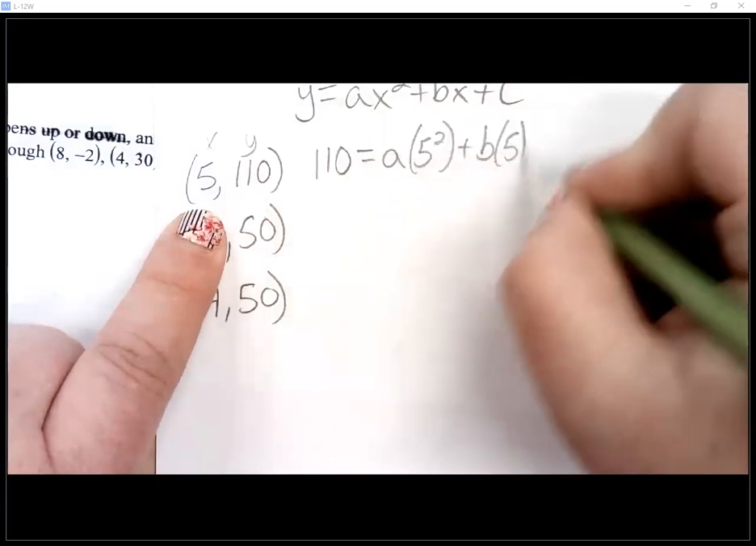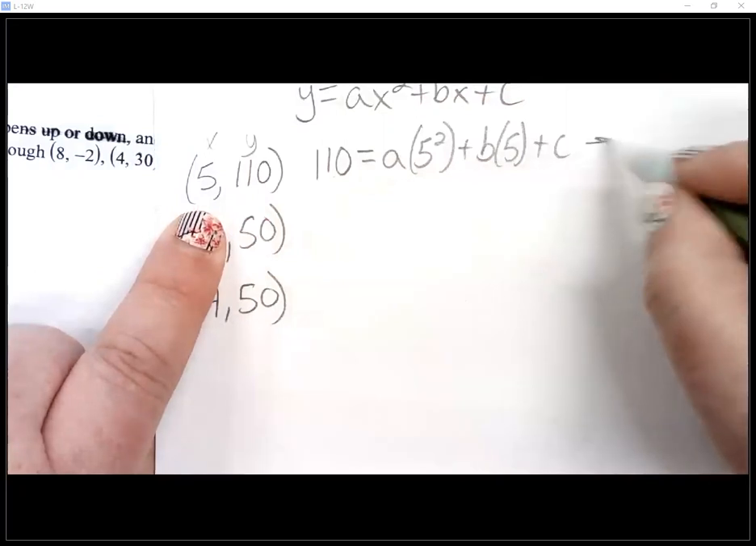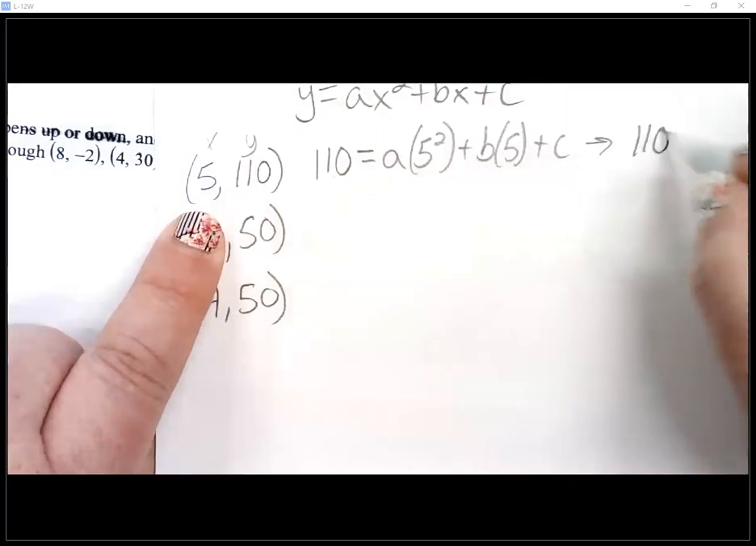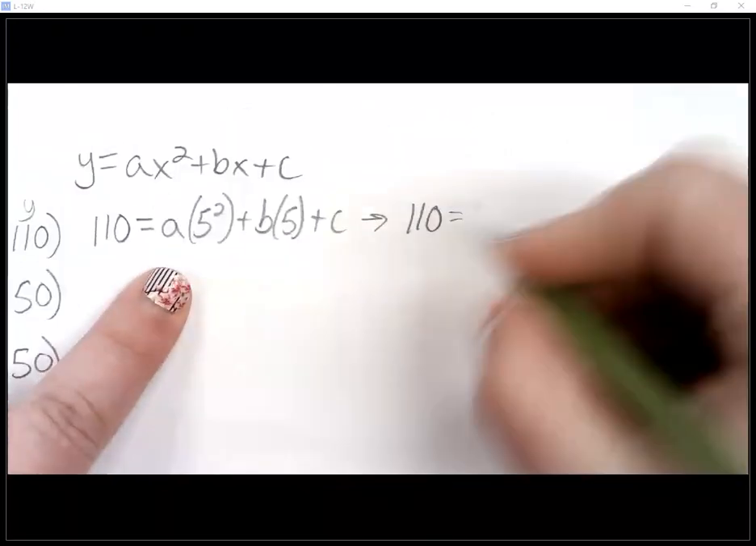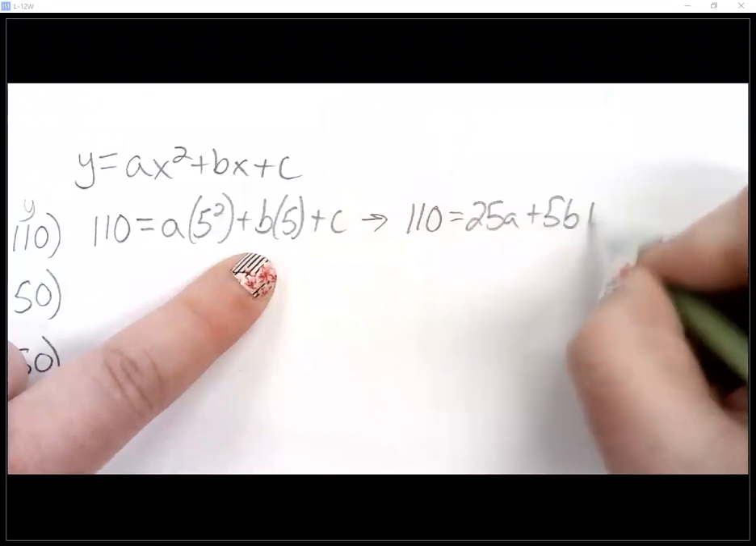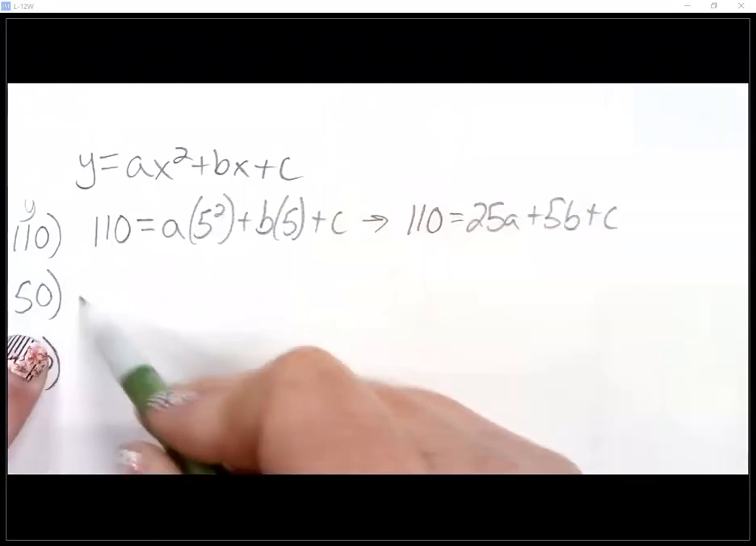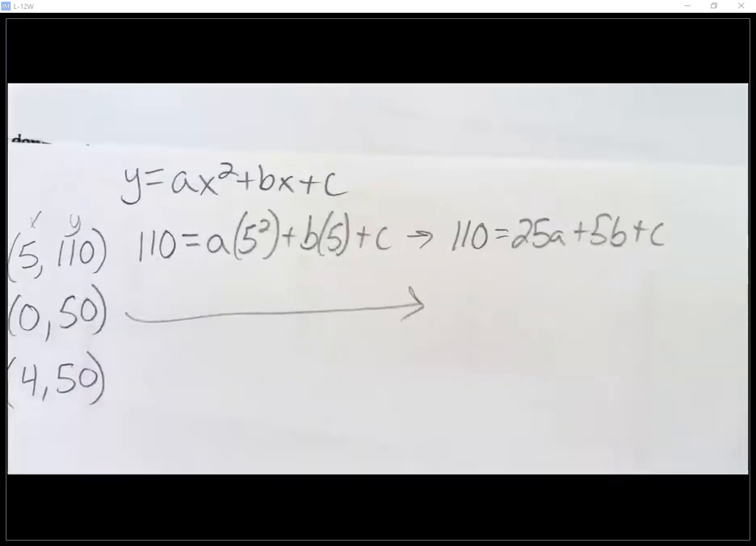So there's me plugging in X and Y, and then we clean it up. So you get 110 equals, we write that as 25A plus 5B plus C. I'm just saying, if you are comfortable bypassing that middle step, you could do that. Just don't mess it up.